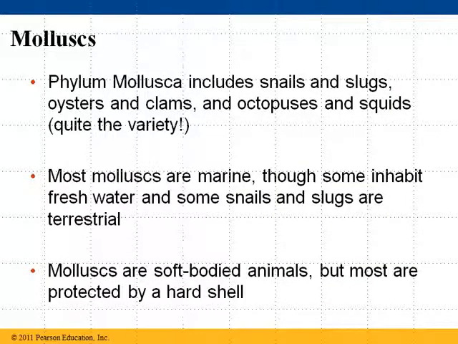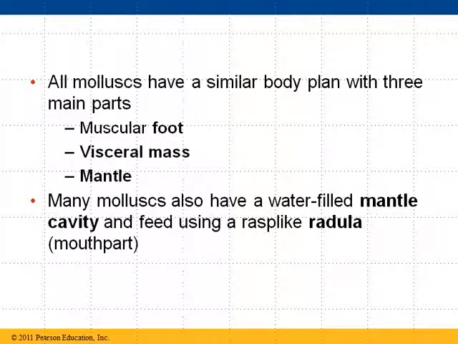Phylum Mollusca includes snails and slugs, oysters and clams, octopus and squids, quite the variety as well. Most mollusks are marine, although some inhabit freshwater, and of course, like snails and slugs, some of them are terrestrial, land-dwelling creatures. Mollusks tend to be soft-bodied animals, but many of them are protected by a hard shell, as you're probably familiar. All mollusks have a similar body plan with three main parts. They have a muscular foot, they have a visceral mass, basically, of internal organs, and they have what's called a mantle.